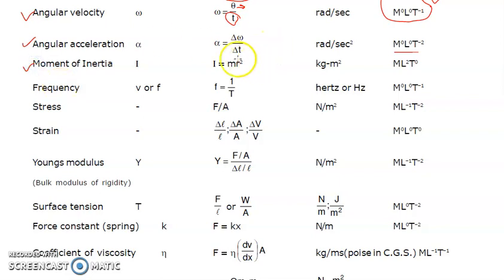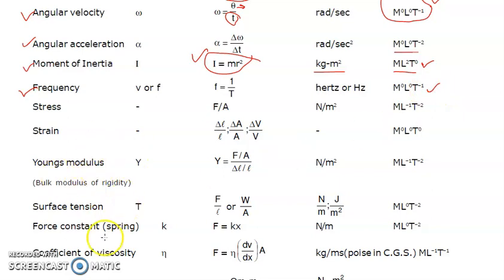Moment of inertia is the only tensor quantity that we have. The expression for moment of inertia is m into r square, where m is the mass and r is the distance. So it would be kg meter square. So its dimensional formula will come to be this one. Frequency is equal to 1 by time period. So 1 by time period would be M0 L0 T minus 1.